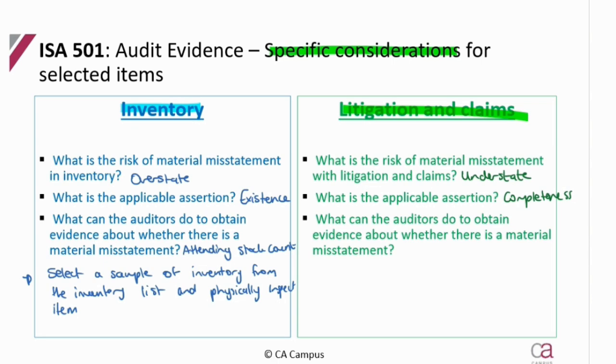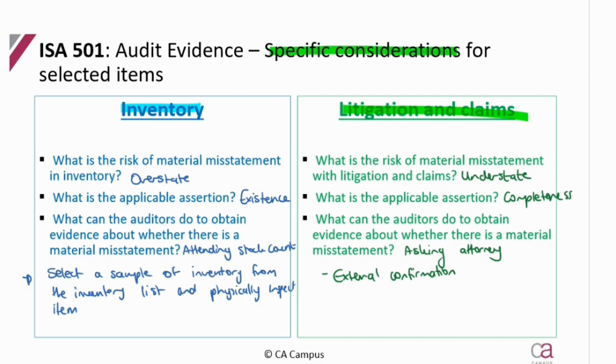And so what can the auditor do to obtain evidence about whether there is missing litigations and claims? They haven't recorded provisions or contingent liabilities. How could we find out where there are other litigations and claims? By asking the attorneys. So an external confirmation from the attorneys. Nice and easy.